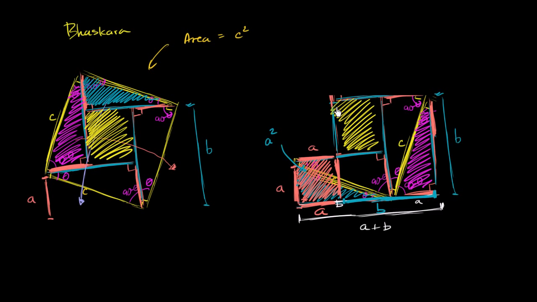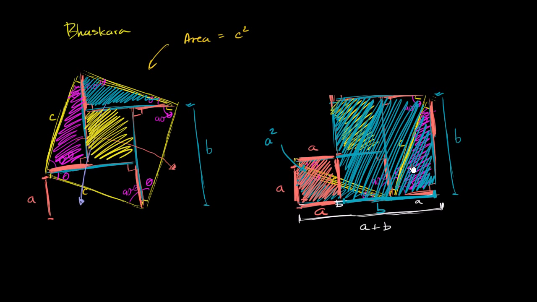If this whole thing is a plus b, this is a, then this right over here is b. And so the rest of this newly oriented figure, everything that I'm shading in over here, this is just a b by b square. So the area here is b squared. So the entire area of this figure is a squared plus b squared, which, lucky for us, is equal to the area of this expressed in terms of c, because they're the exact same figure, just rearranged. So it's going to be equal to c squared. And it all worked out, and Bhaskara gave us a very cool proof of the Pythagorean theorem.